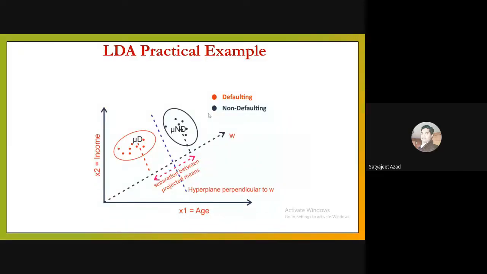And this is a simple one, defaulting and non-defaulting, for understanding purposes. And this is class separation parallel to this W. W is basically a hyperplane perpendicular to this one. This gives you class separation. So this is how it works. And based on those two features, we have separated those two classes, defaulting and non-defaulting. So this is how LDA works. Okay.